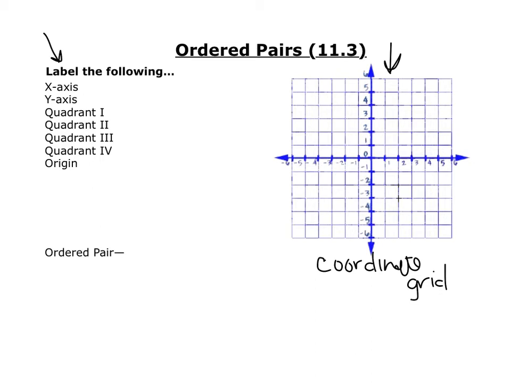First part we'll take a look at is the x-axis. Those are your horizontal axis. It goes from left to right. So the x-axis is this one right here. The y-axis is your vertical axis. It counts up and down. All right, so this would be the y-axis at the top.